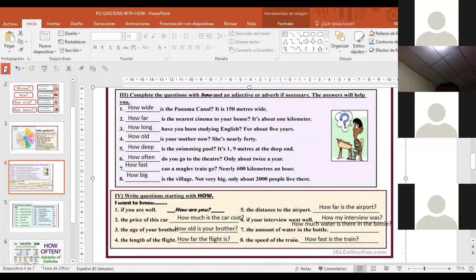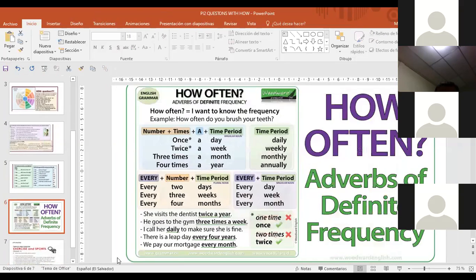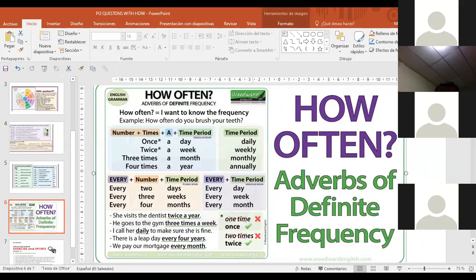Okay. Very good. So, the other question that we use with how is how often, that we already studied a lot. How often is when I want to know the frequency. For example, how often do you brush your teeth? ¿Qué tan a menudo te cepillas tus dientes? And here, remember that we use the number plus the word time plus the article a plus the time period. And here you say once a day, twice a day, three times a month, four times a year.